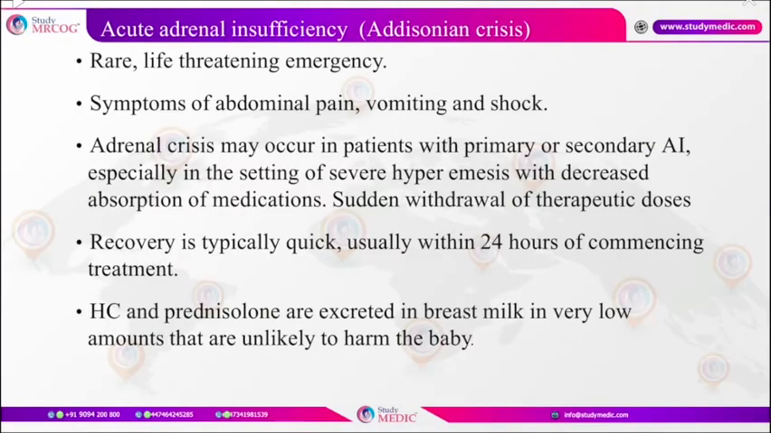Let's talk about acute adrenal insufficiency or Addison's crisis. It is rare and, very importantly, a life-threatening emergency. The symptoms are abdominal pain, vomiting, shock, that is hypotension, you can see over there. Adrenal crisis may occur in a patient with primary or secondary adrenal insufficiency, especially in the setting of severe hyperemesis with decreased absorption of medication and sudden withdrawal of their therapeutic doses. Recovery is typically quick, usually within 24 hours of commencing the treatment.